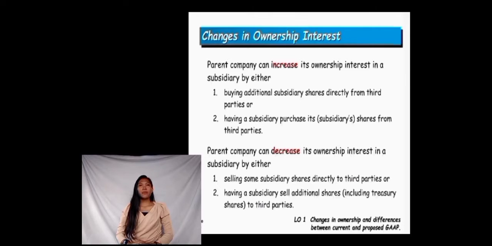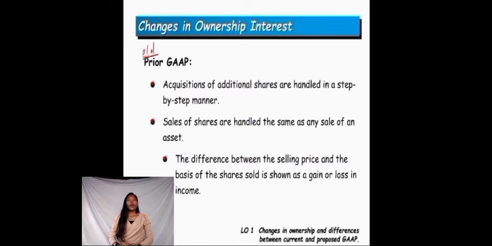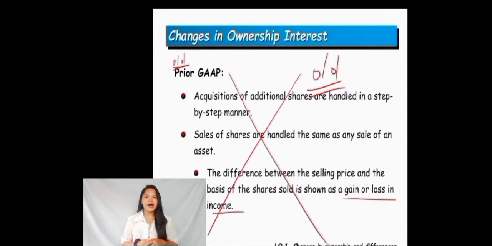By buying additional shares of the subsidiary, you increase ownership. How can you decrease your ownership? Obviously, you sell some of the subsidiary's shares directly to third parties, or have one of your subsidiaries sell additional shares to a third party. How did you account for those transactions under the old GAAP? Acquisitions were handled in a step-by-step manner. When you buy or sell an asset, the difference between the selling price and the basis is shown as a gain or a loss on the income statement. And this is old GAAP.